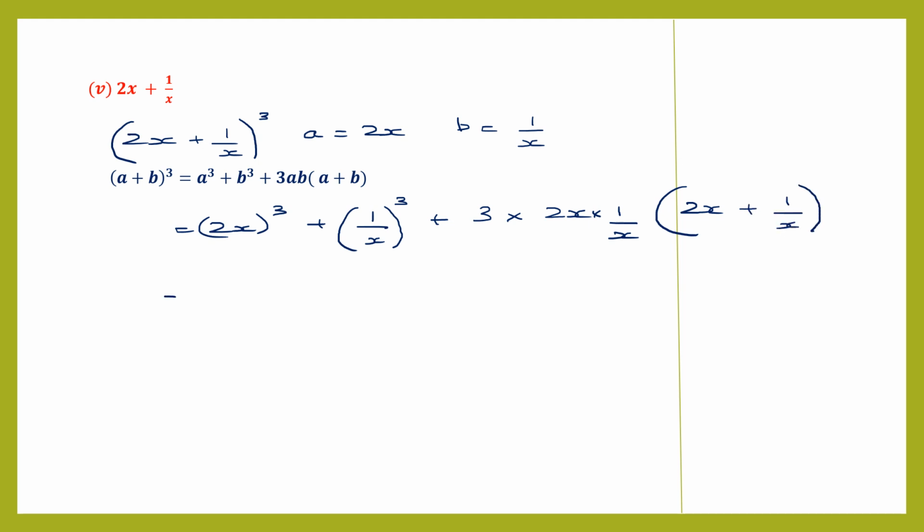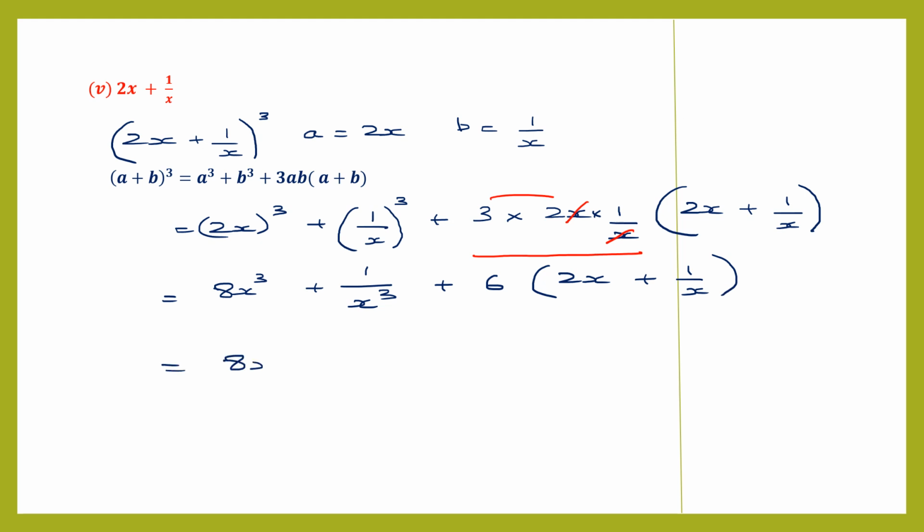Now let's simplify. 2x cube, now you know 2 into 2 into 2 is 8x cube plus 1 by x cube means 1 by x into 1 by x into 1 by x. 1 into 1 into 1 is 1 and this is x cube. So let's write that there. 1 by x cube. Now let's work on this. 3 into 2x into 1 by x. We can cancel the x. Now just multiply the numbers. 3 2s are 6. And in brackets 2x plus 1 by x. So this becomes 8x cube plus 1 by x cube.